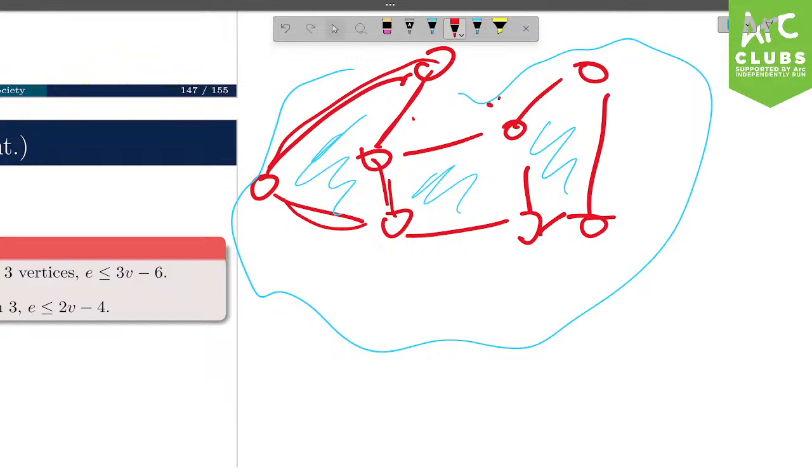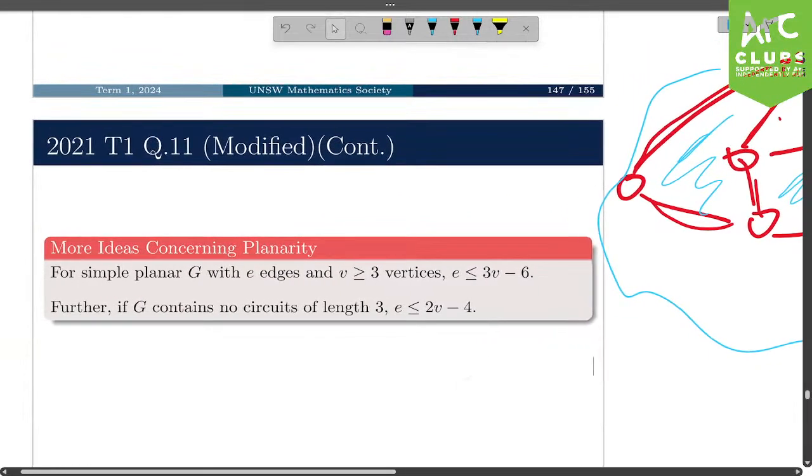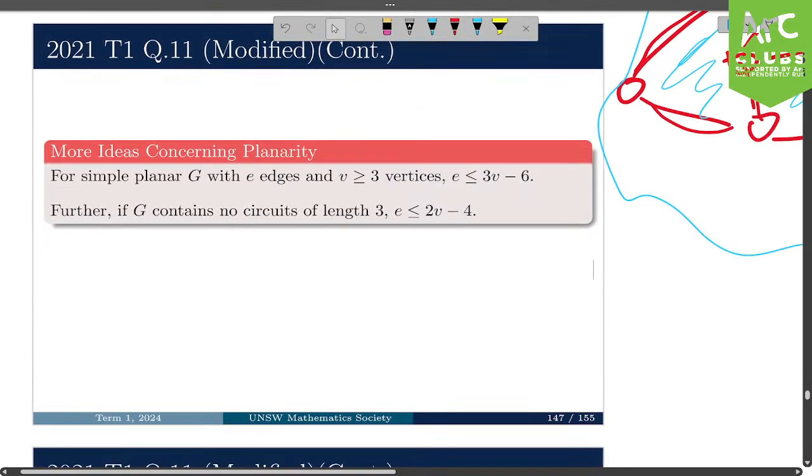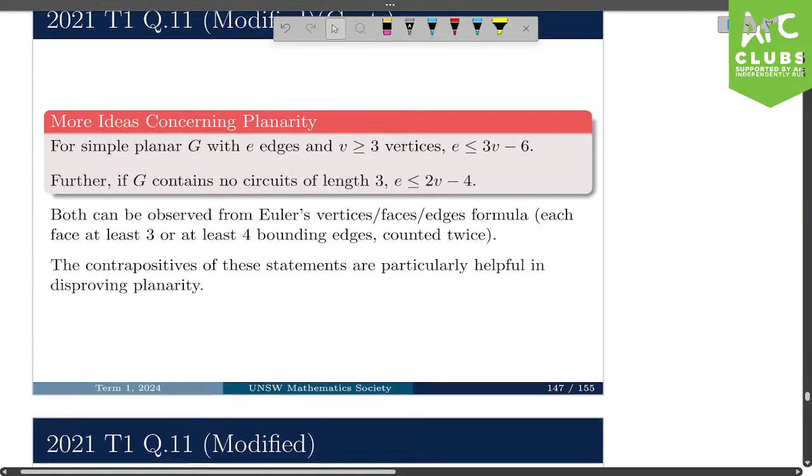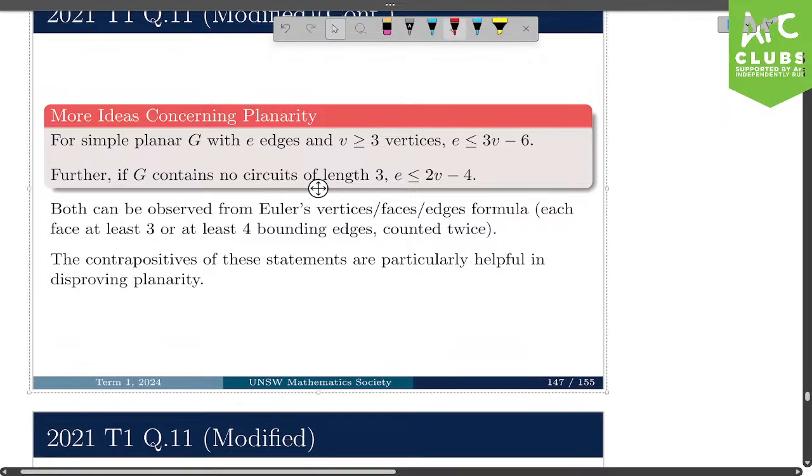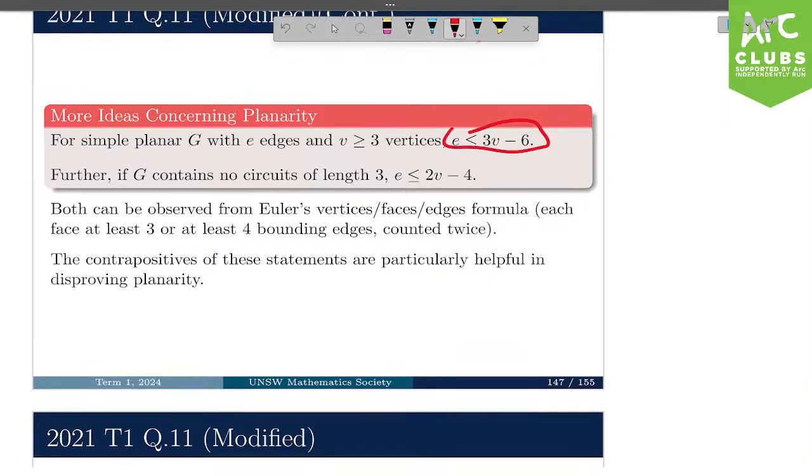Well, if it is, have a look at it. It's kind of cool. But you don't need to know the proof for this. You just sort of need to know these inequalities, because they tend to be very useful for disproving planarity. That is to say, if this inequality doesn't hold, then the graph is non-planar. Similarly, if you know the graph has no circuits of length 3, but this inequality does not hold, then the graph is also non-planar.